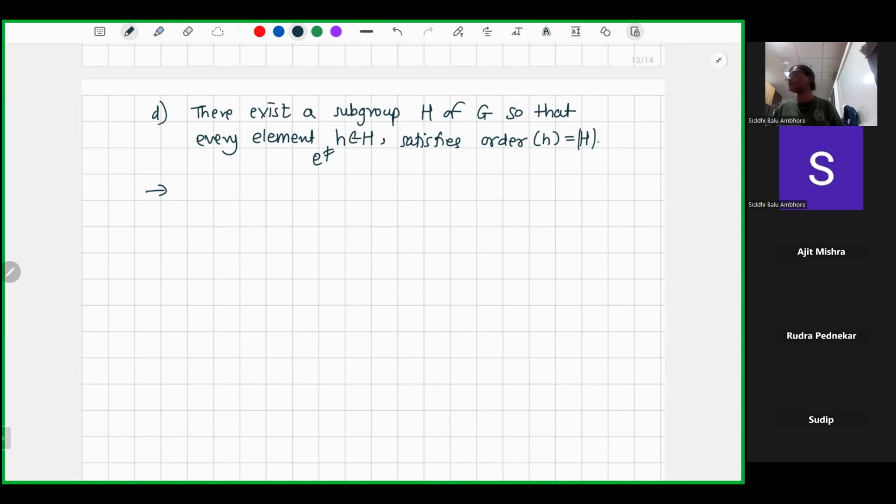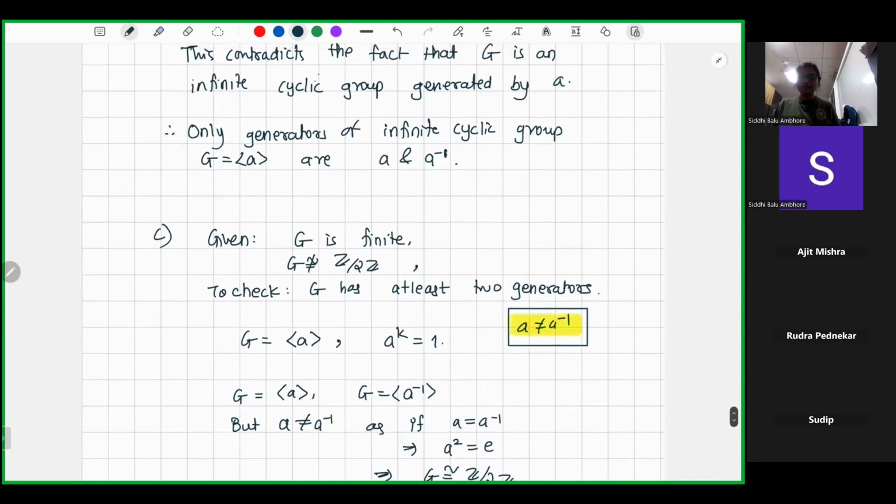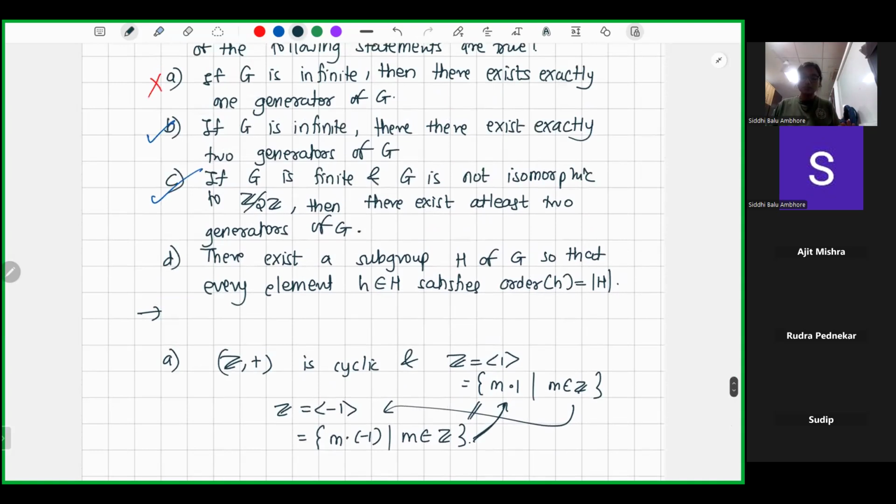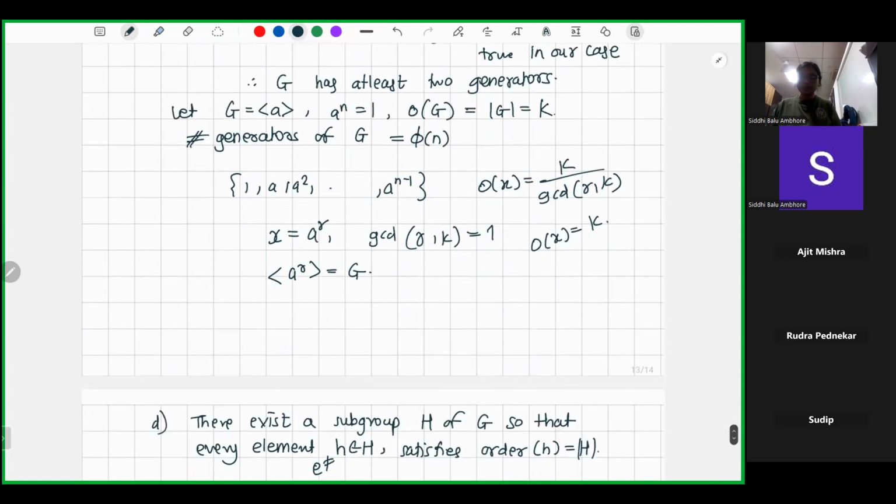Can anyone guess whether this statement is true or false, or any suggestion, I mean any input? Can you try to give me an example at least where this is happening? So what we have is only this information that G is a cyclic group, and then this statement is there.